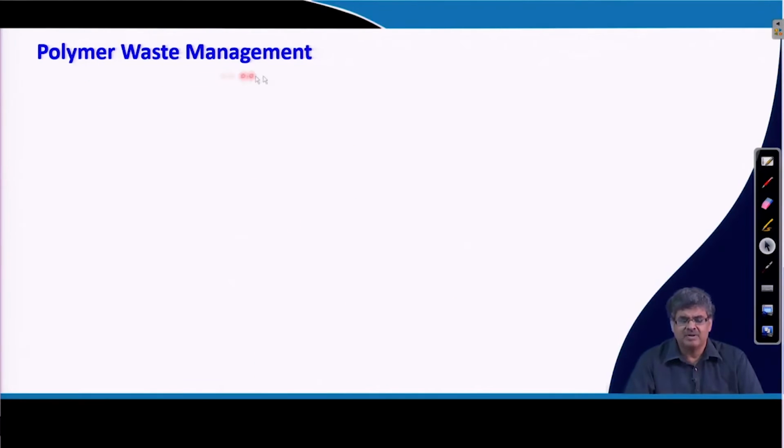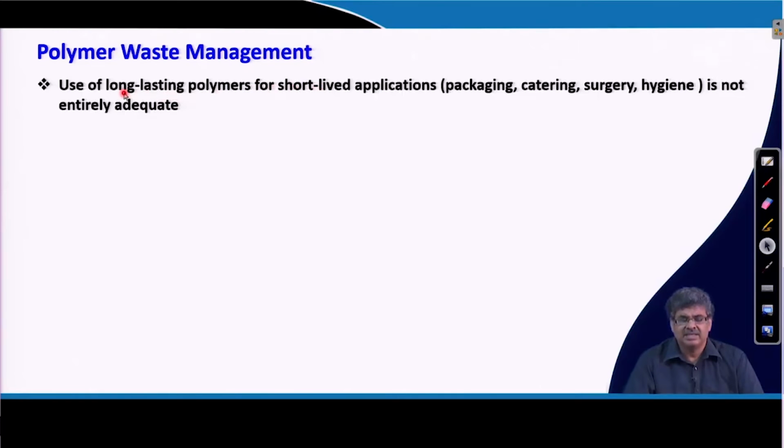If we look at polymer waste management, the most problematic aspect comes when long lasting polymers are used for short lived applications like packaging, carry bags and bottles, which are short lasting applications. We drink water from a bottle and throw it. Basically, the application duration is very small, but the life of the polymer is very large. So, there is the main problem.